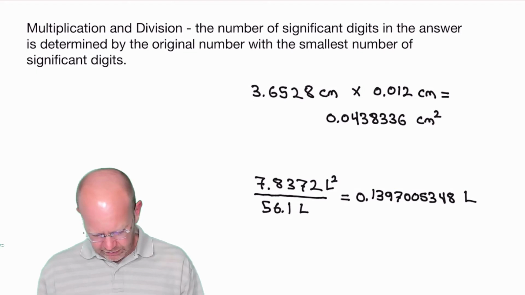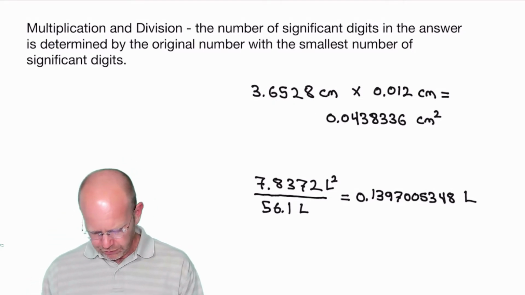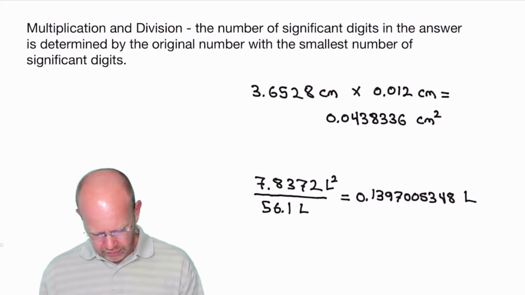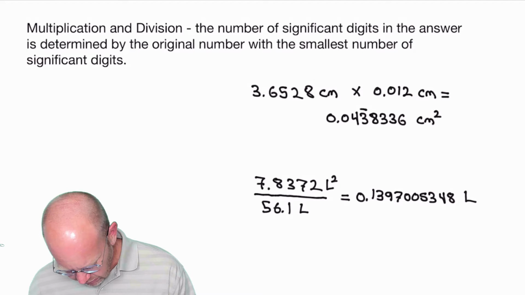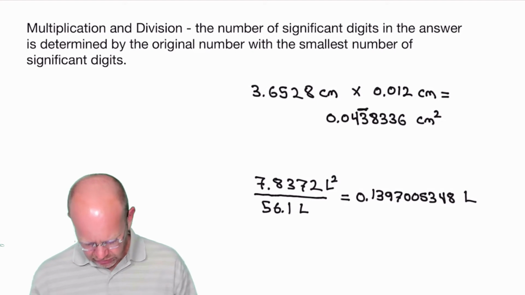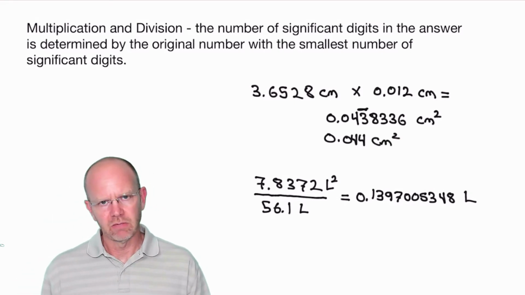So, for example, in this first multiplication example here, 3.6528 centimeters, that number right there has 5 significant digits. Multiplied by 0.012 centimeters, that number has 2 significant digits. So in our answer, we are limited to 2 significant digits. When I plug that into my calculator, I got 0.0438336. But I know that I'm only allowed to have 2 significant digits, right? So that means this 3 is the last significant digit. That would be the thousandths place is where the significant digit's going to be. And now I'm going to round. I'm going to go 0.044 centimeters squared is the final answer with the significant digits represented.